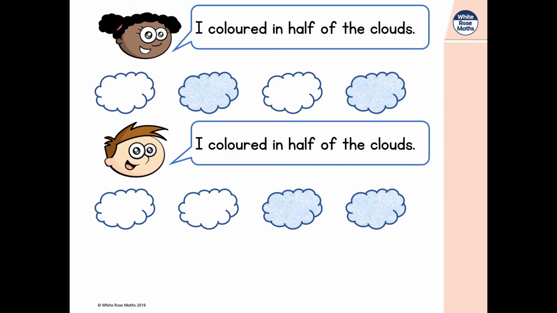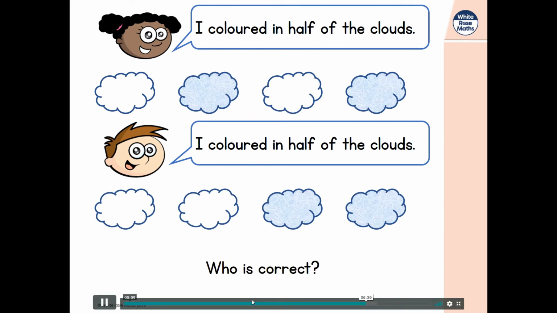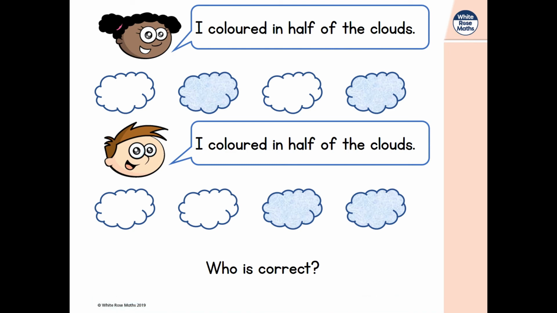They each had 4 clouds, and they each colored in some of them. Who's correct? What's the same? What's different? Well, Whitney colored in 2 of the 4 clouds. Teddy colored in 2 of the 4 clouds. But they decided to color in different ones. Does it matter? No. Whitney and Teddy both did a great job coloring in half of the clouds.